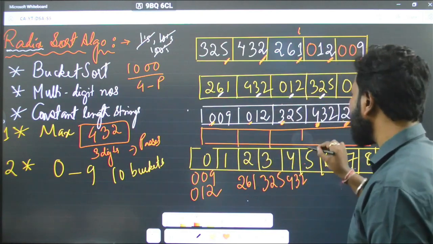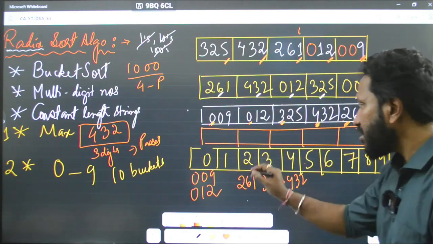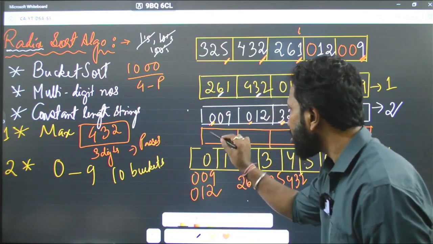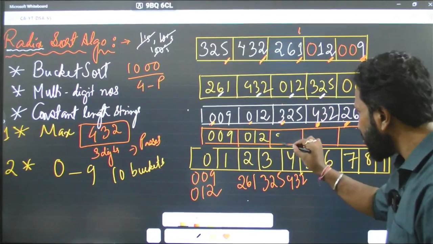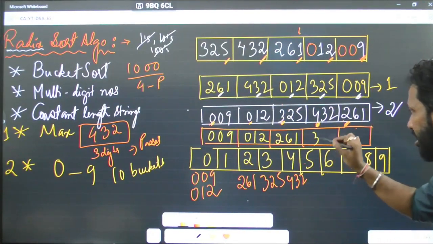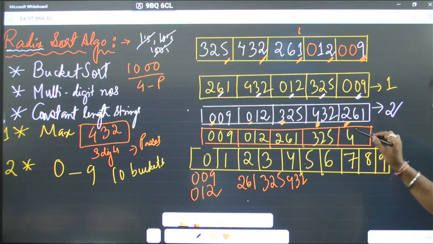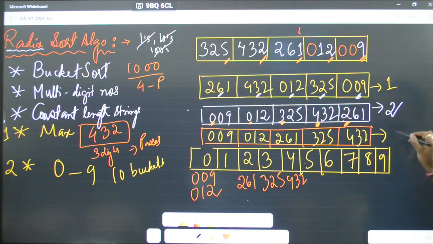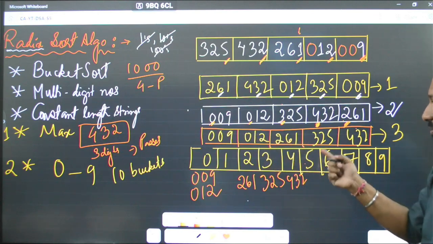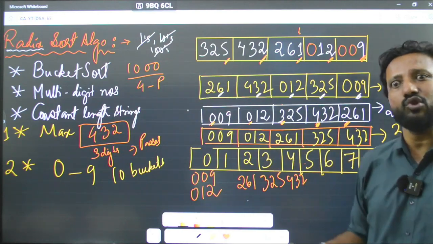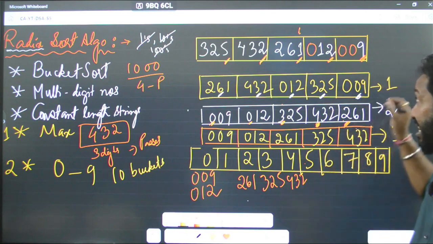You might be thinking, is it sorted, guys? Just check. Let me write down 009, then 012, then 261, then 325, and then 432. So this is iteration number 3. Is it sorted? 9, 12, 261, 325, 432. Sorted, right?